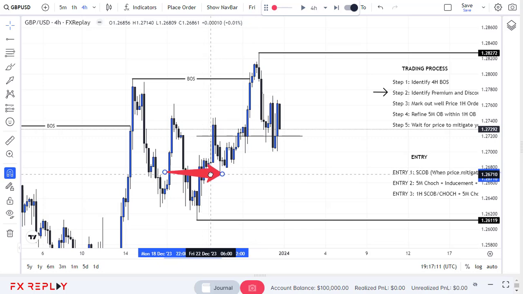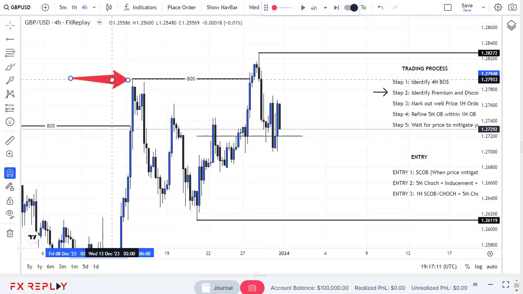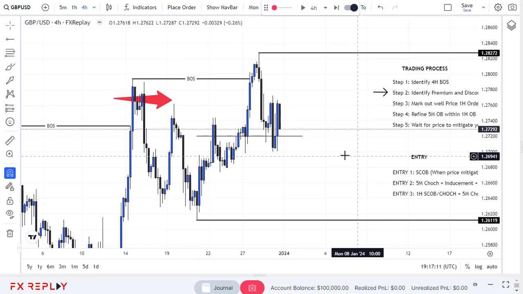So if price is down here, I want to buy. If price is above here, I want to sell. So because this was a bullish break of structure, I'm definitely looking for buys. Okay, now we are done with step 2. Let's look at the next step.